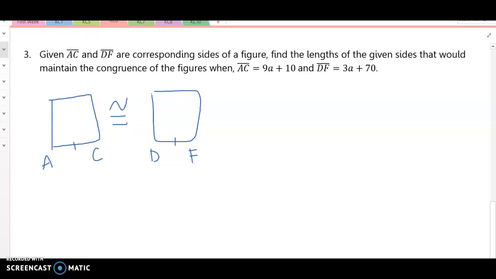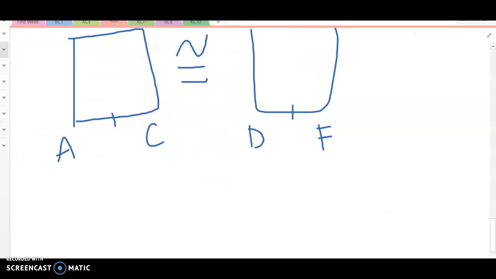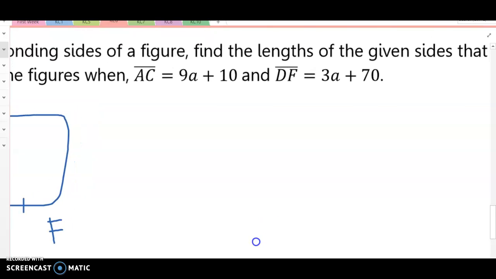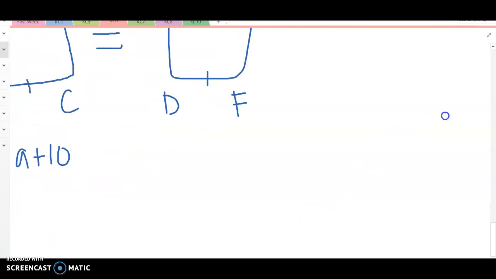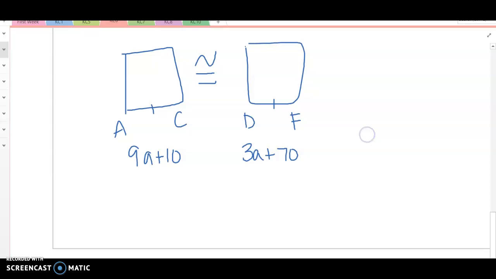So find the lengths of the given sides that would maintain the congruence of the figures. So our two figures have to be congruent. AC, they say, is 9A plus 10. We're given that it's 9A plus 10. And then we're given that DF is 3A plus 70. Okay, so that's what we're given.